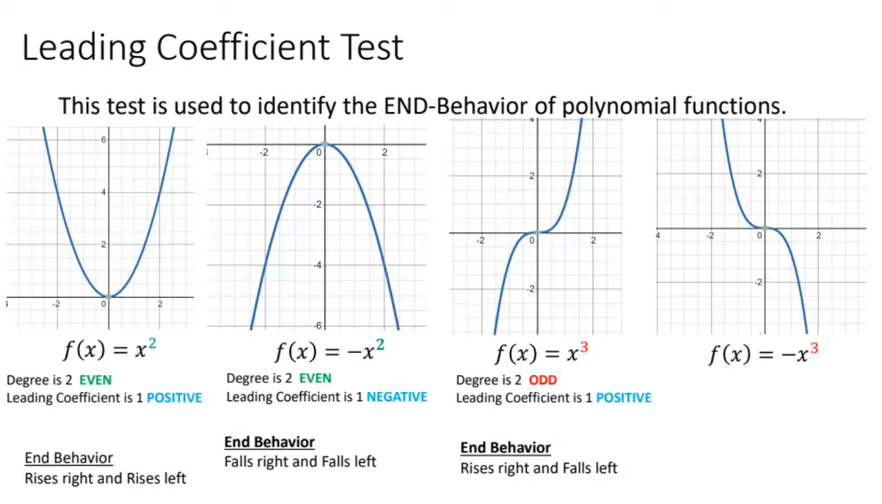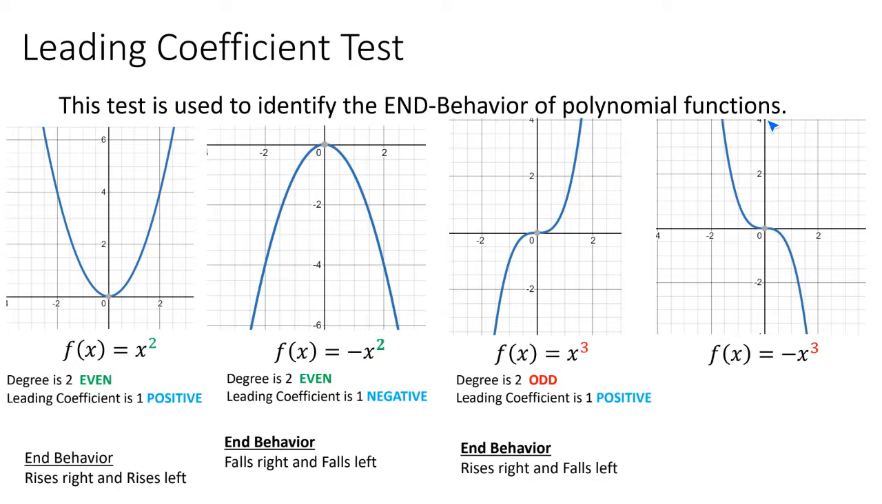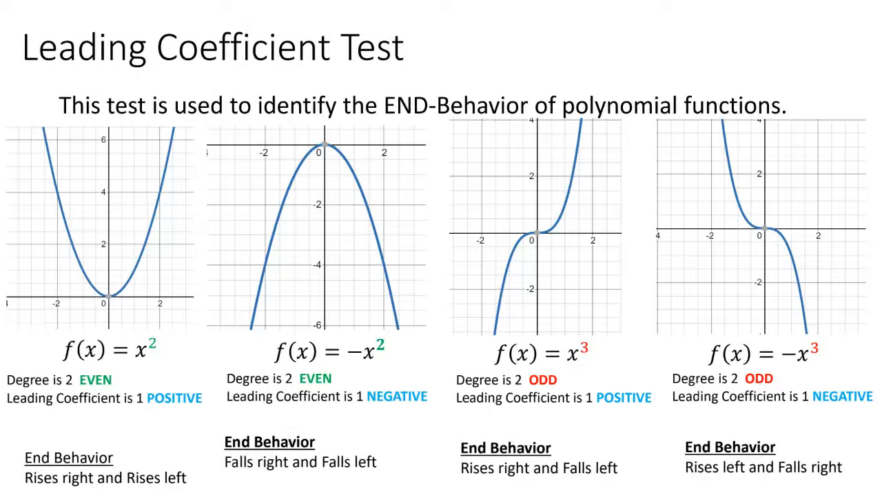Now if we jump into the odd function, if the leading coefficient is a positive number, it's going to fall on the left and rise on the right. I like to think of it as always increasing. And if our function is an odd function and the leading coefficient is a negative number, a value less than 0, it's going to rise on the left and fall on the right. I like to think of it as always going down. Okay, so this is what's called the leading coefficient test to determine the behavior of our graphs.